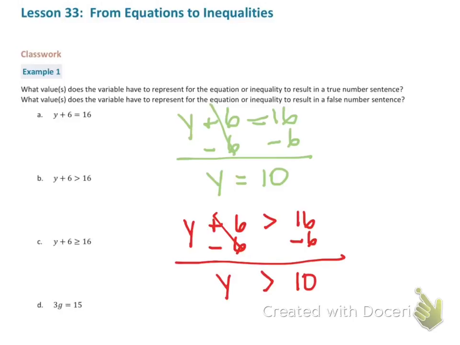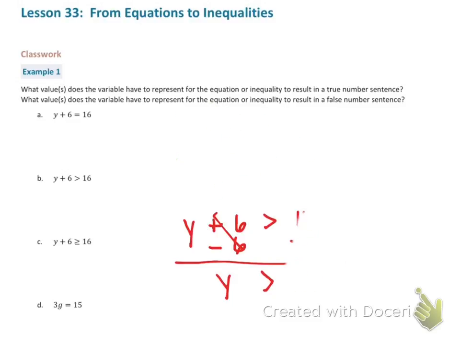And there's the difference, right? On the first one, we had y is equal to 10. The only thing that makes the equation true is when y is 10. On part B, there are lots of things that make this true. In fact, anything greater than 10 will make this inequality true. It's not an equation anymore, it's an inequality. All right, so there's B. Let's make ourselves some room. I'll get rid of this, and let's work on C.